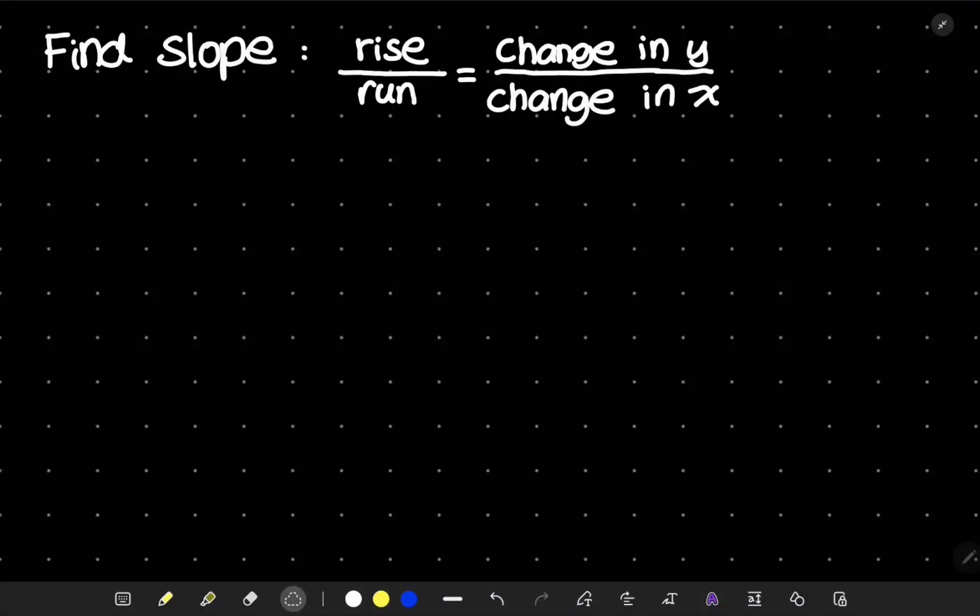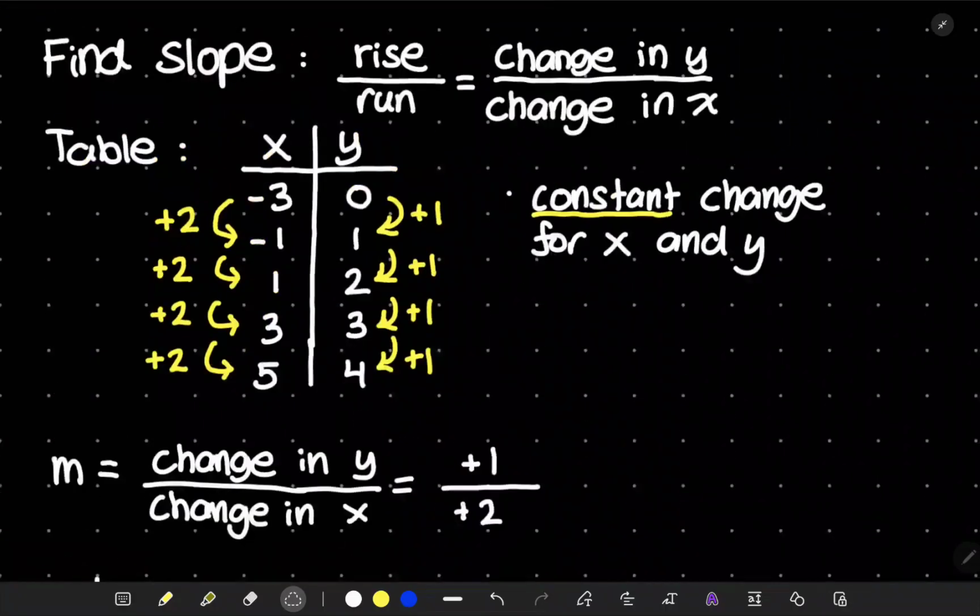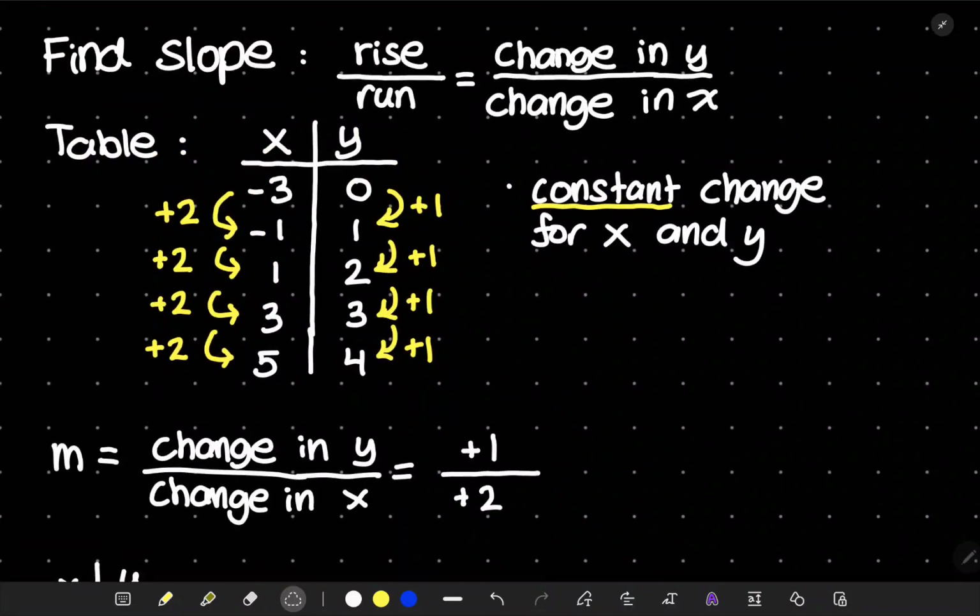Hi, we're in the second part of just trying to find slope. We're in a three-part series where I'm trying to find slope through a variety of means. Last video, we went through how to find it through a table, where we noticed this constant change for x and y. We noticed it in the table because each time that x changes, it changes by the same amount. This could have been +2, it could have been -5, it could have been +7, but as long as it's consistent and constant, then it's what we call a linear equation.